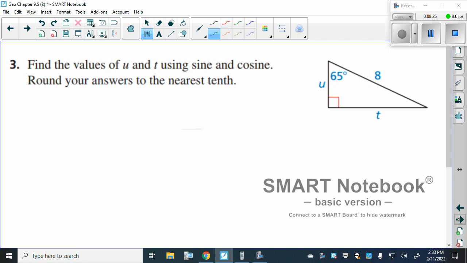So if we look at this one here, we are given the angle 65 degrees. If I wanted to find the value of u first, would we use sine or cosine? Cosine, because u, is it adjacent or opposite the angle of 65? Adjacent, it's next to it. So here we can use cosine of 65 degrees is equal to the adjacent side u over 8.